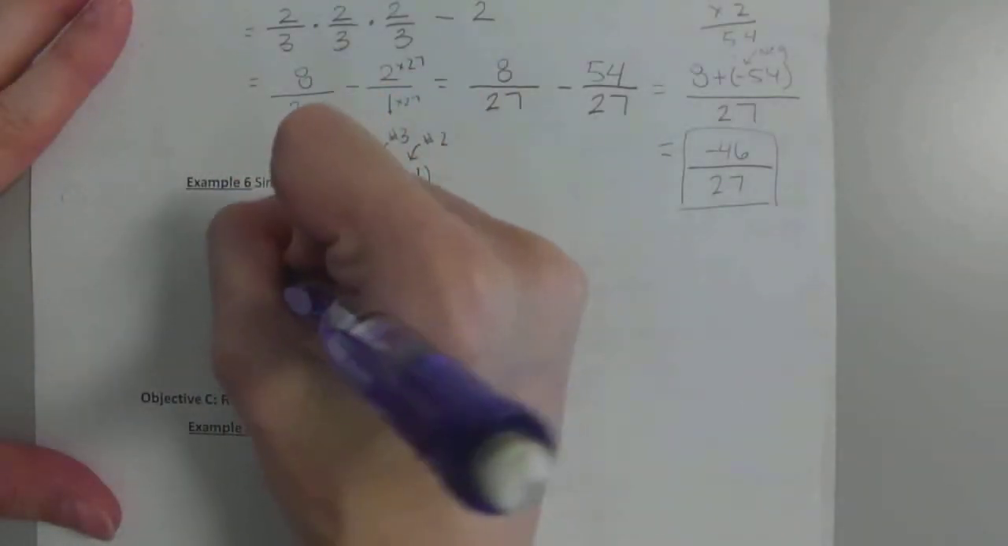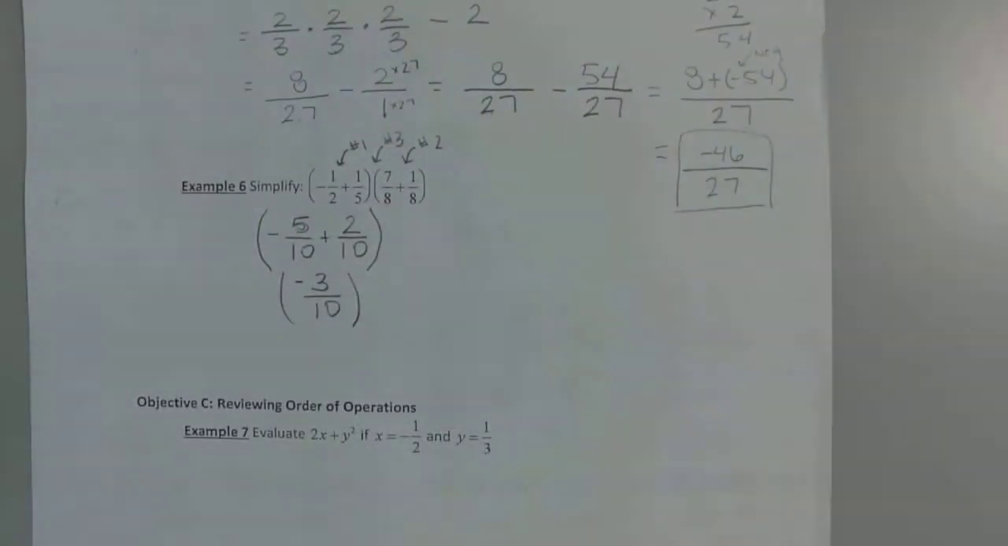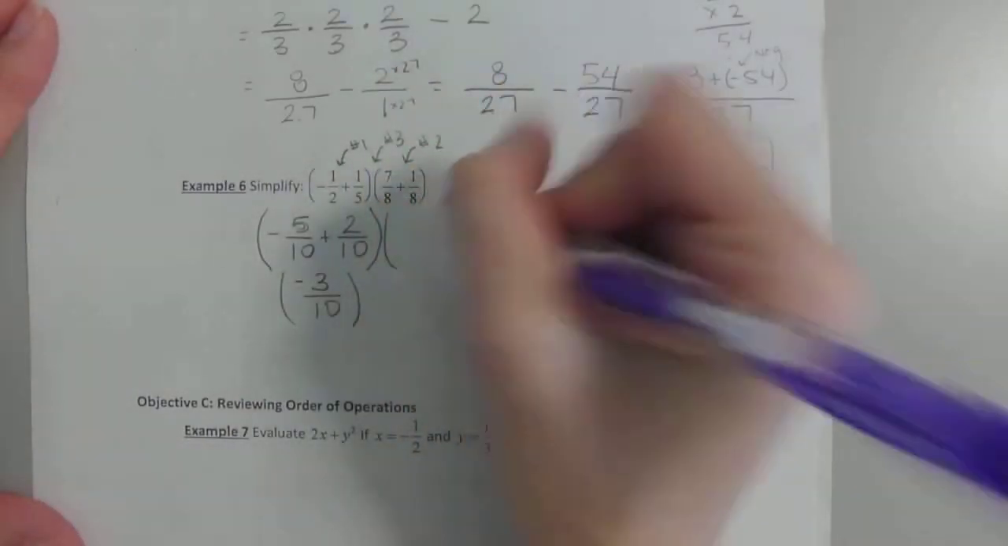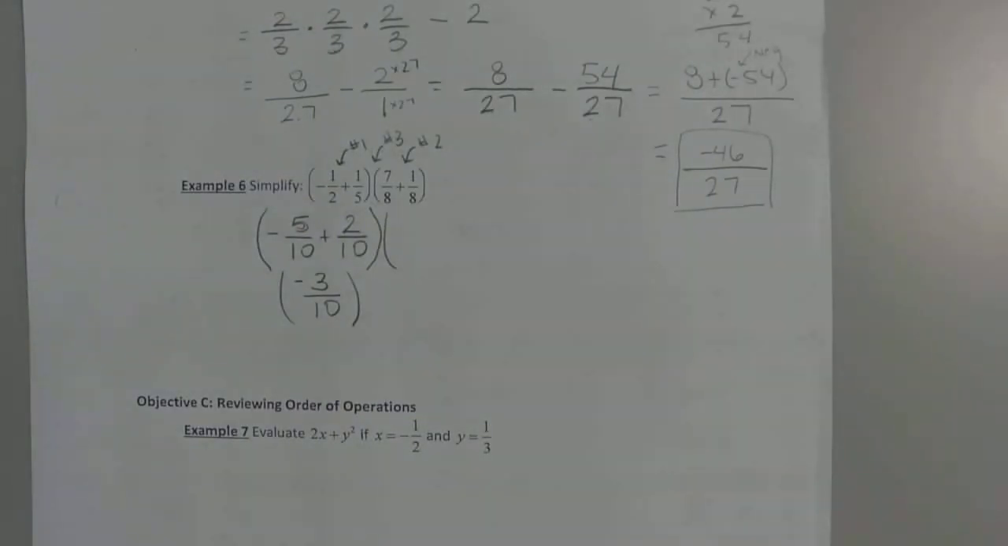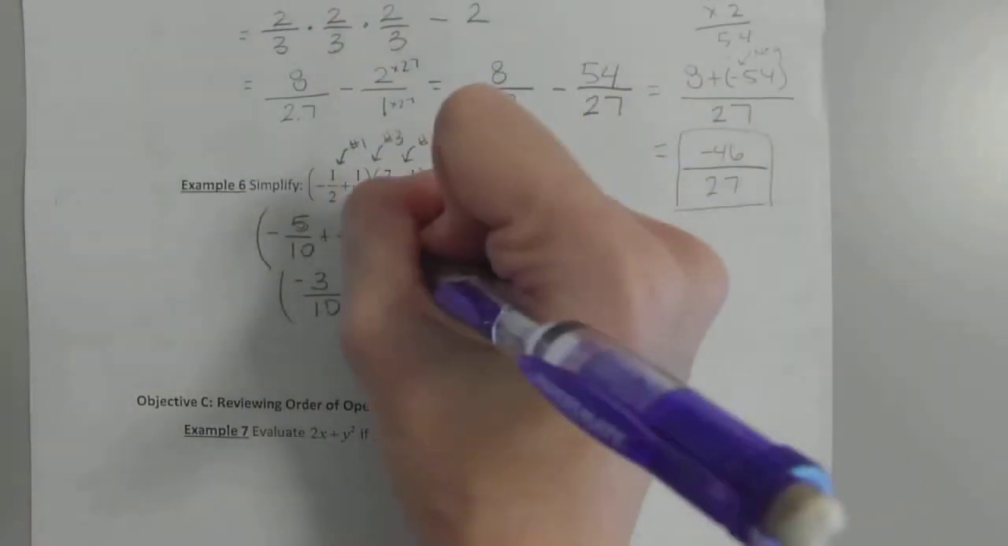Okay. What's negative 5 plus 2? Negative 3, right? When you're adding opposites, you're really subtracting. So what's the difference between 5 and 2? 3, and it's negative. So we have negative 3/10 there. So we cleaned that one up.